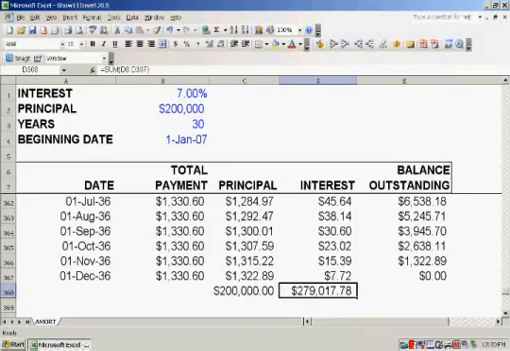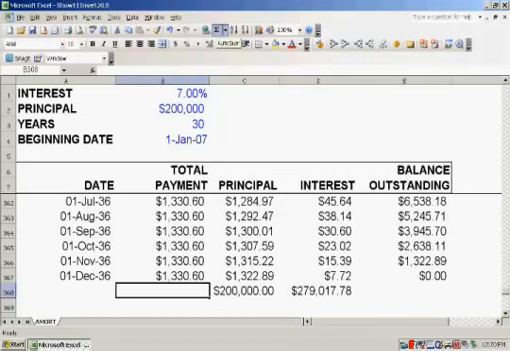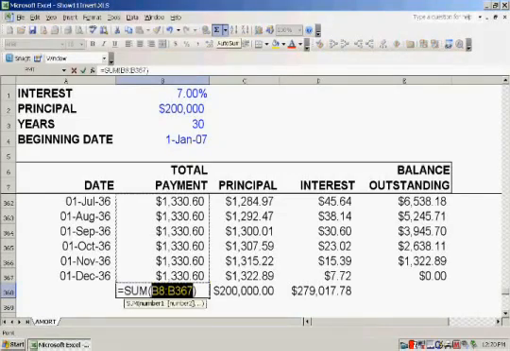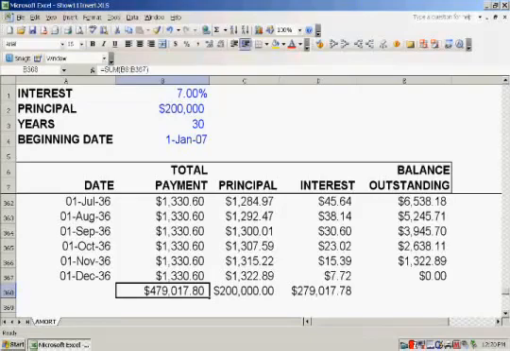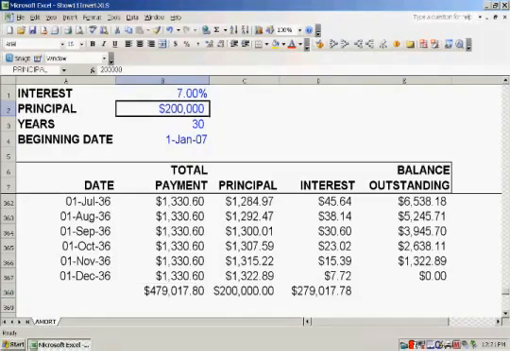Meaning that if we add those two together, our total payments, of course, it's going to come to the same thing if we add those two together, we do a summation of the total payments. We've really paid $479,000 for what was originally a $200,000 house. That seems a little scary, doesn't it? It seems like very bad news. But it's not that bad.